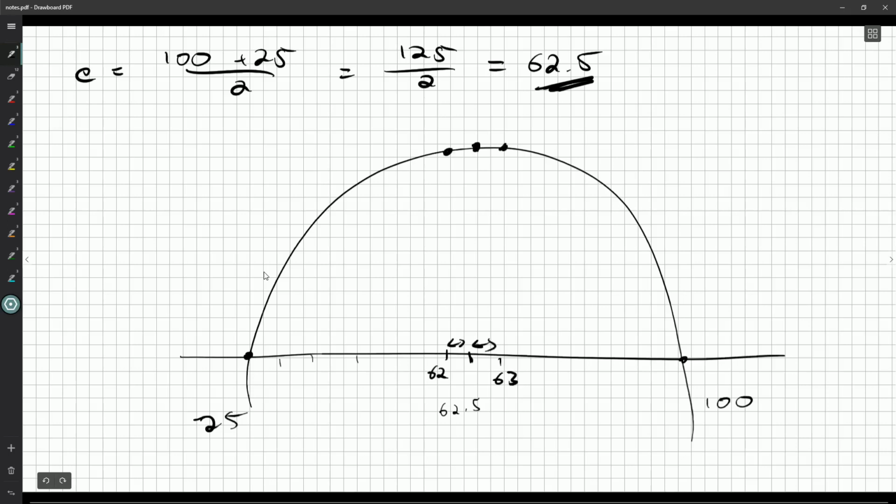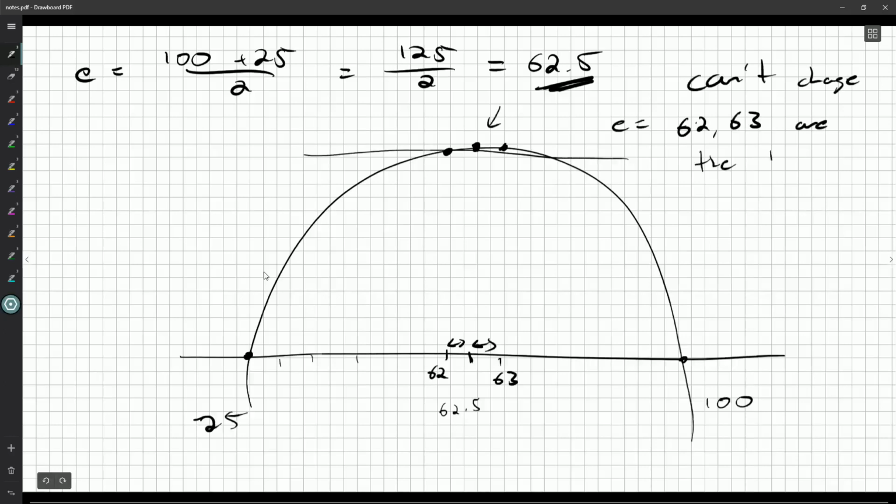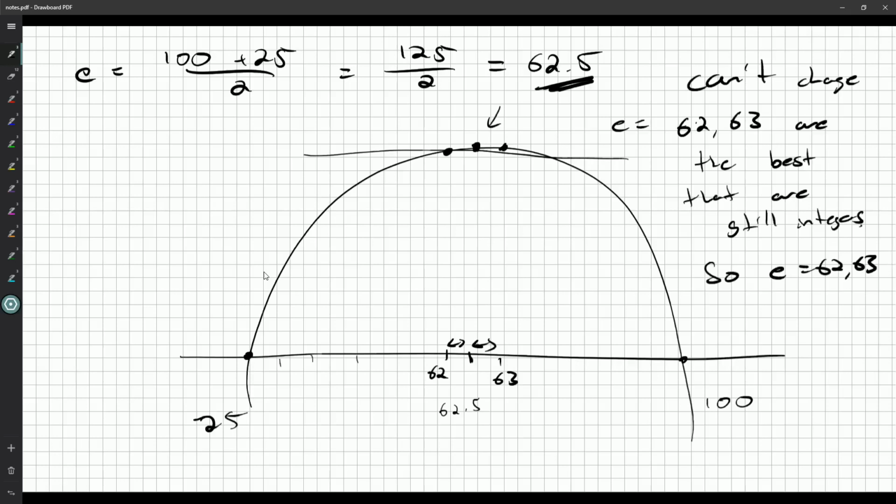Neither is closer to 62.5 than the other, so they will be at the same height, and they are the best that she can do. It's not the actual maximum of our parabola, but it's close enough. And we should probably say something like this. So can't charge 62.5. 62 and 63 are the best that are still integers. So Aaron will either charge 62 times 20 cents or 63 times 20 cents.